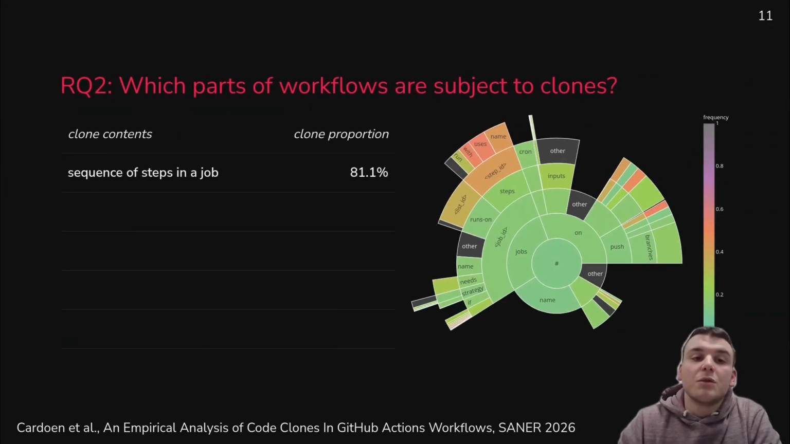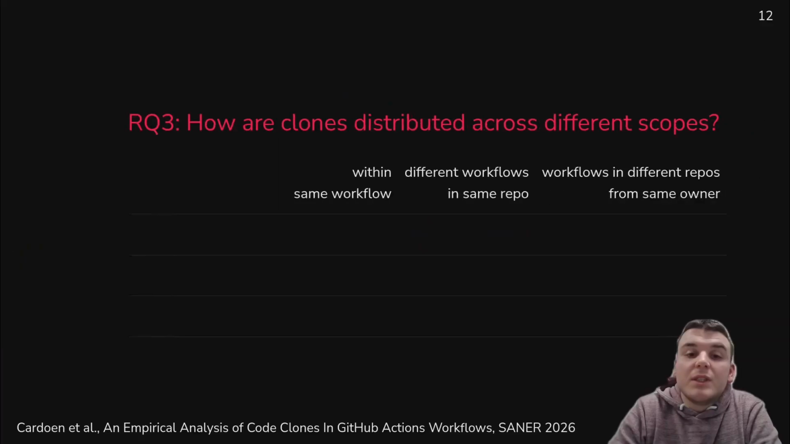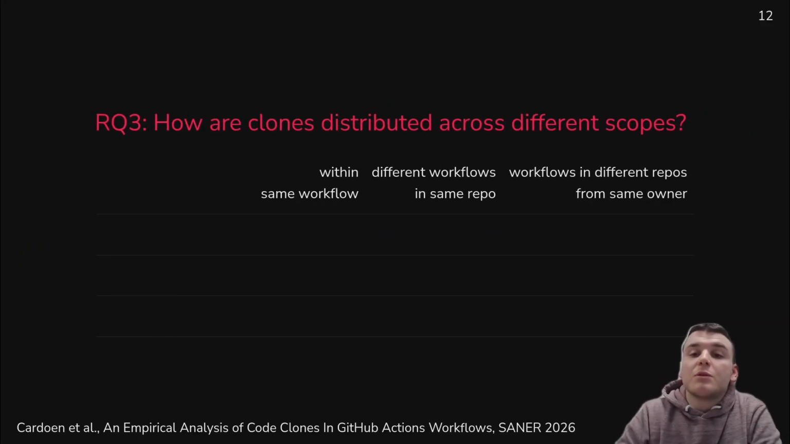We then set out to understand which part of the workflow are the most subject to clone. We found that a big majority, 81%, represented a sequence in the steps of jobs, and the second most common clone was the entire workflow, which represented only 4% of clones. Other clones represented all steps in a given job, some job in a workflow, or the workflow triggers, but to a lesser extent.